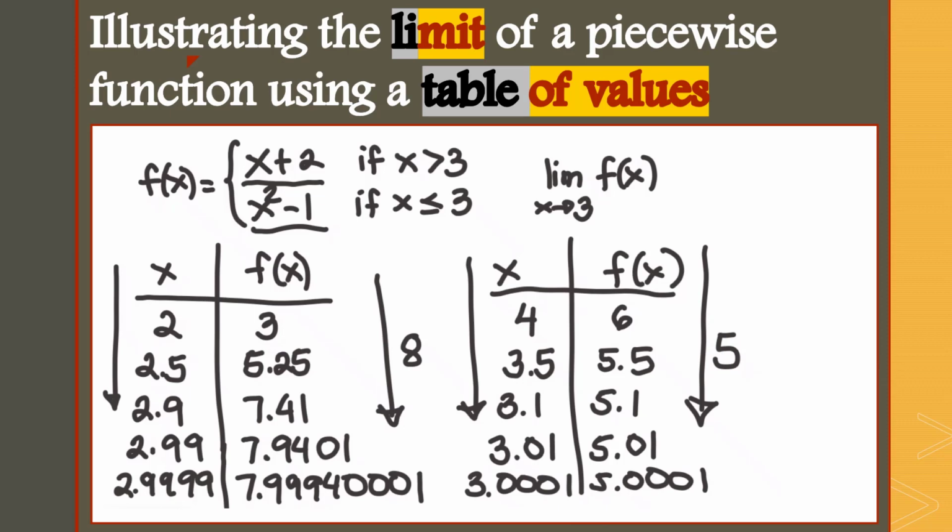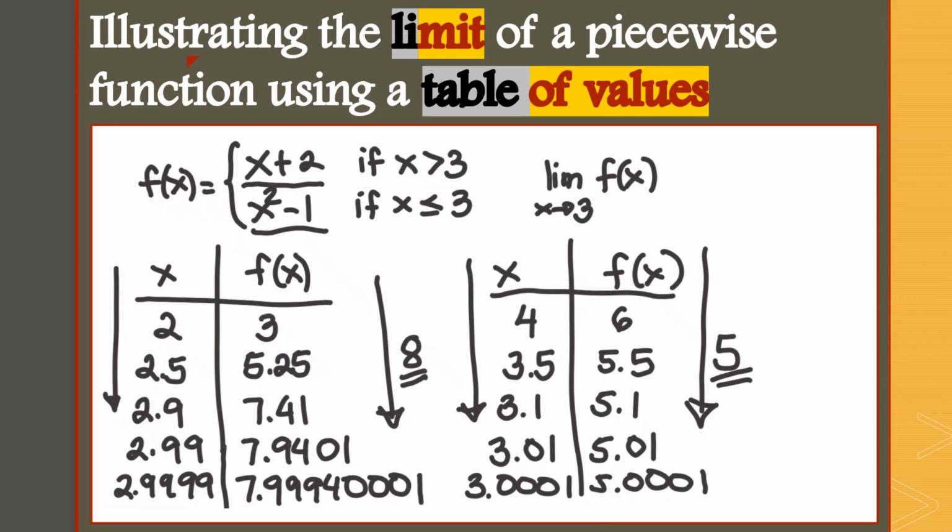So now that we are done with the two, let's examine the values. We have 8 and 5. They are not the same. Since the limit from the left and from the right of the given piecewise function f of x are not the same, then the limit does not exist.